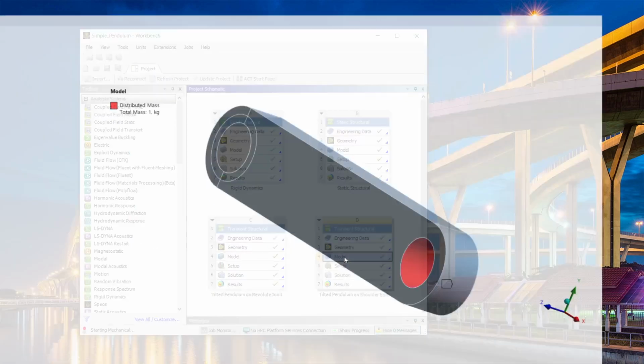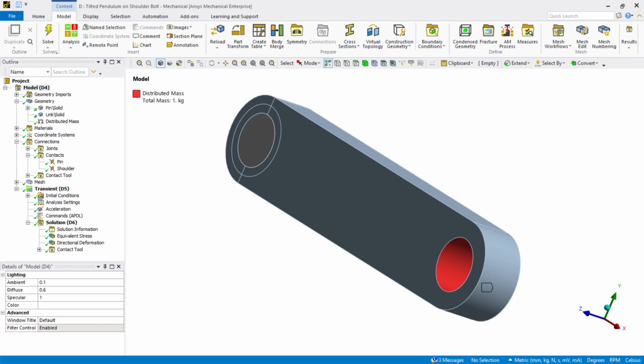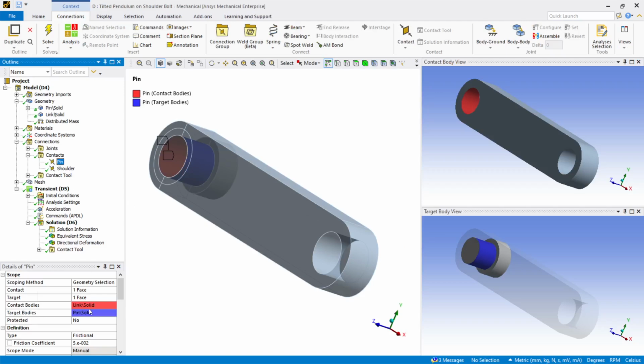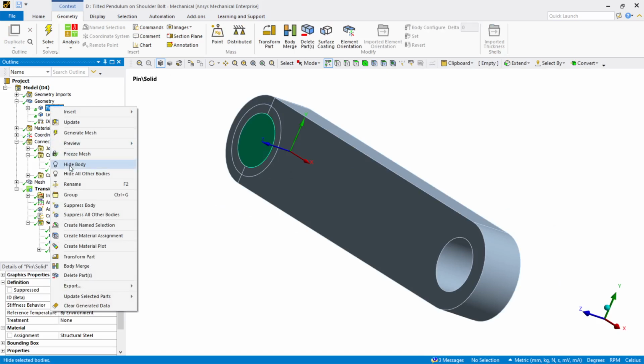So let's look at the shoulder bolt with full contact first. So here's a contact that's frictional between the pin and the hole, and there's also contact between the shoulder and the back of the link. So the pin we're going to hide for now.